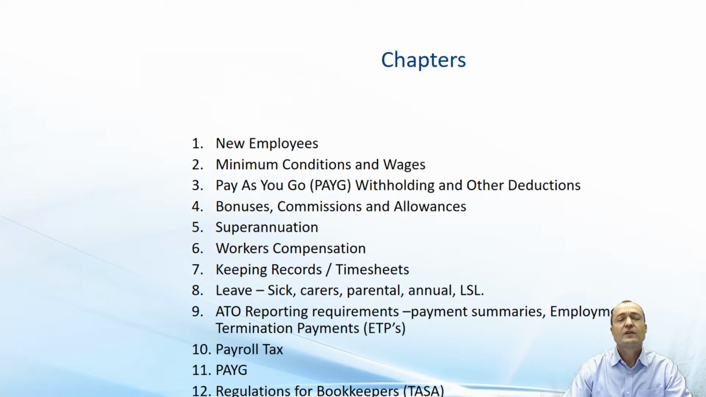We'll then have a look at the record-keeping requirements under the Fair Work Act in Chapter 7. And importantly, you must keep records for 7 years for payroll under the Fair Work Act, whereas most income tax records, it's 5 years only.